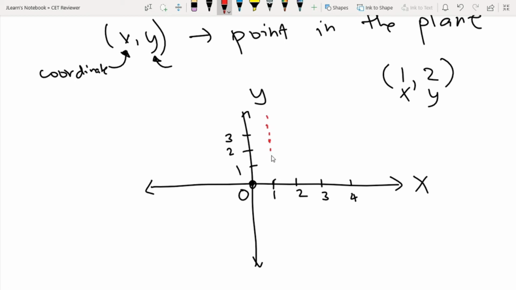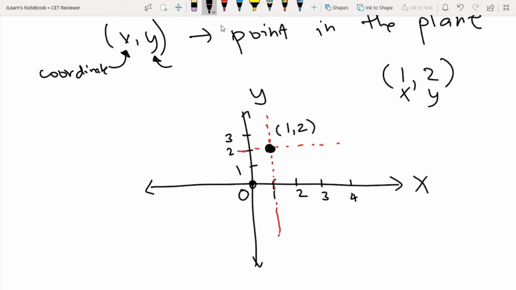Kung medyo nalilito kayo, drawing kayo ng vertical line. And then, yung y daw ay 2, so drawing ka ng horizontal line. And kung saan sila nag-intersect, itong point na yan, yung mismong (1, 2). Okay?